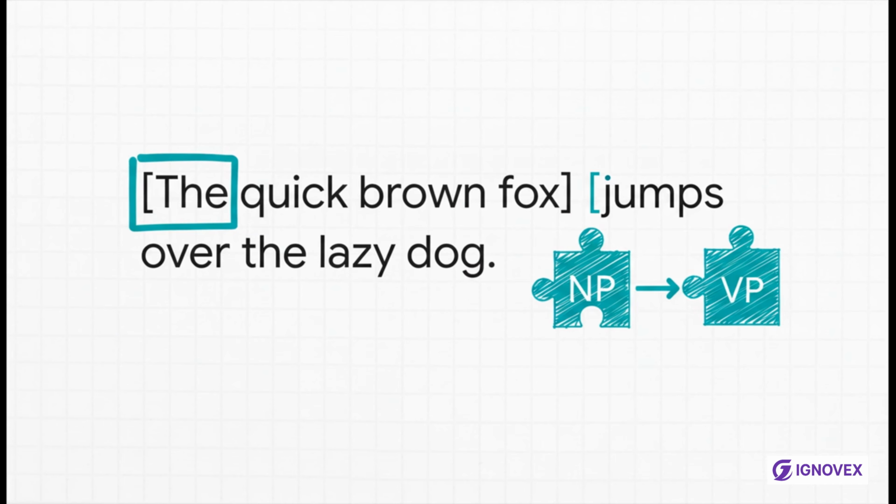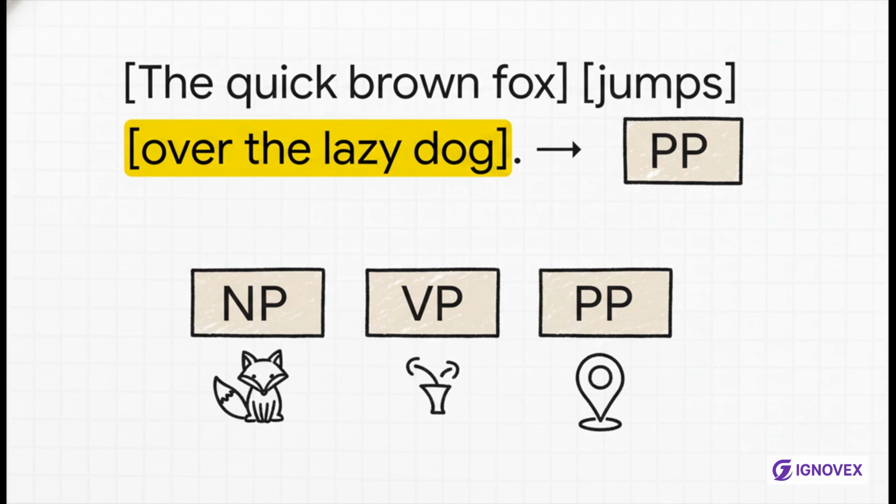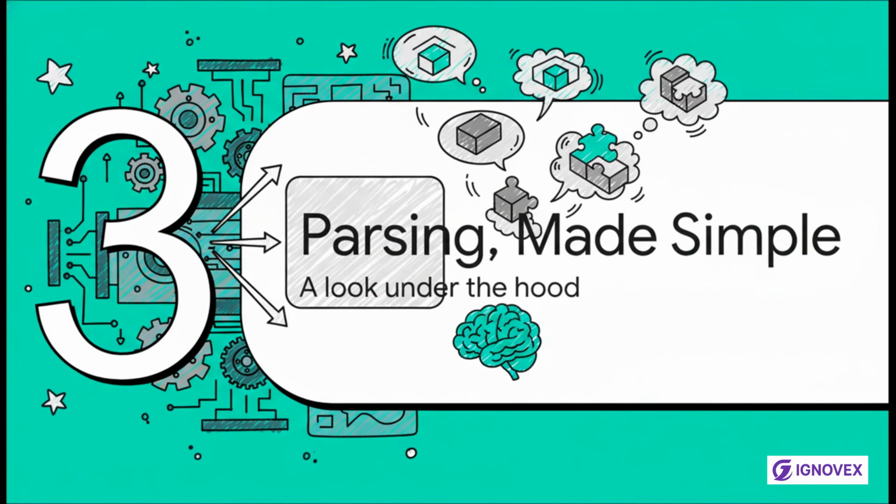Next up, it finds the action word itself, jumps, and flags it. That becomes a verb phrase. So now we have our subject and we have our action, another essential chunk of meaning. And finally, it grabs over the lazy dog and groups that into a prepositional phrase, which tells us more about the action. And bam, just like that, instead of a complex tree, the sentence is now 3 simple, manageable chunks. The computer instantly knows who did what and where. Game-changingly fast.